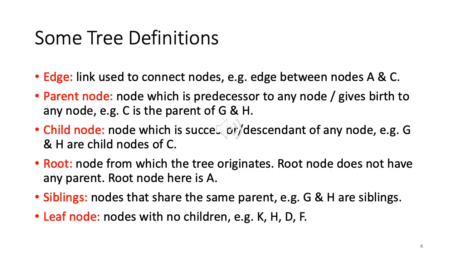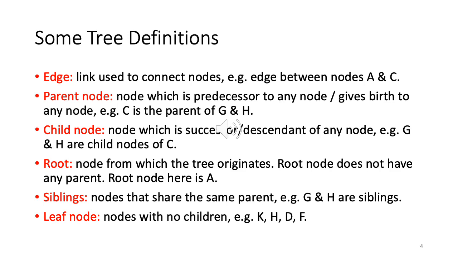So C is the parent, and G and H are the child nodes. A child node is a node which is a successor or descendant of any node. For example, G and H are child nodes of C. Similarly, K is a child of G, I and J are children of E, and so on. Now, because it's a binary tree, a node is constrained to have a maximum of 2 child nodes. Of course, you can have less than that. If you see nodes D, I, J, K, F, how many child nodes do they have? 0, right? Which means that their left and right child pointers will contain null.